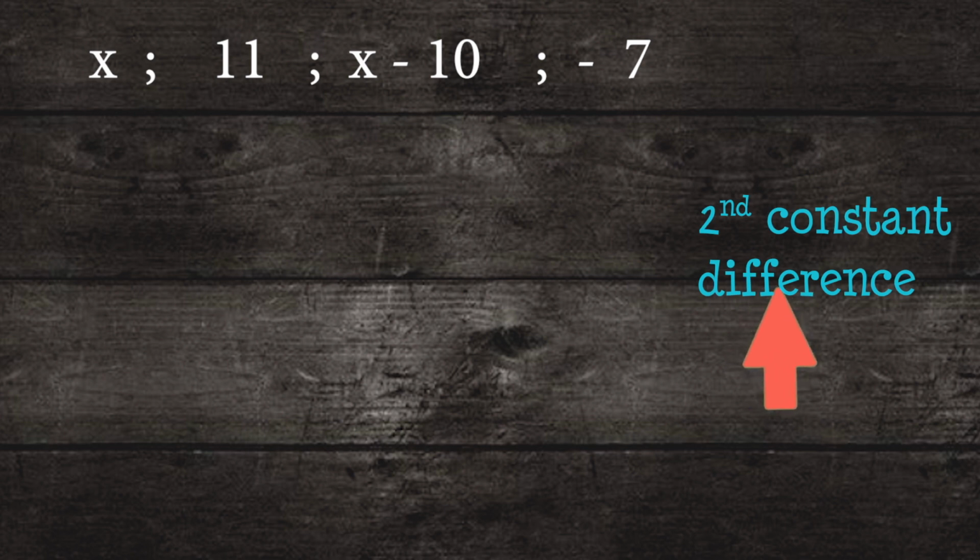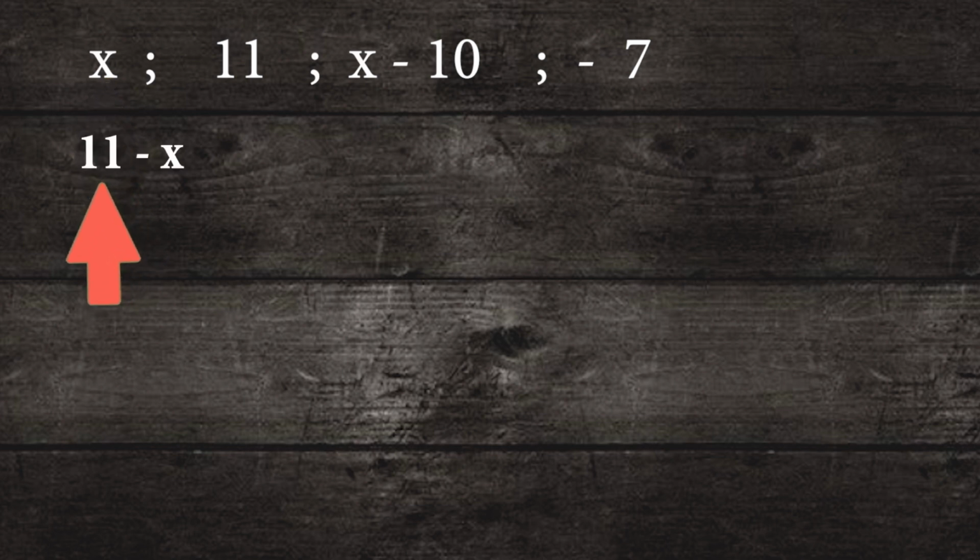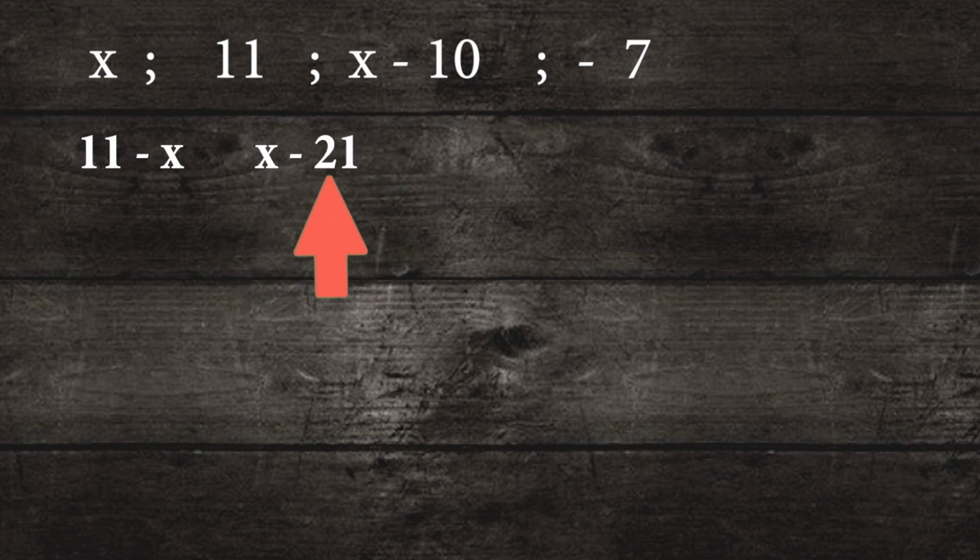Now, since this is a quadratic sequence, we know that a quadratic sequence has a second constant difference. So we are going to make use of that information. First of all, we are going to find the first differences by saying 11 minus x. Then we're going to say x minus 10 minus 11. And we do this calculation. It ends up to be x minus 21.